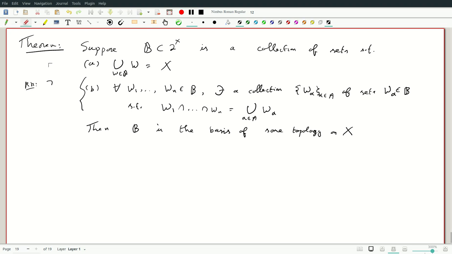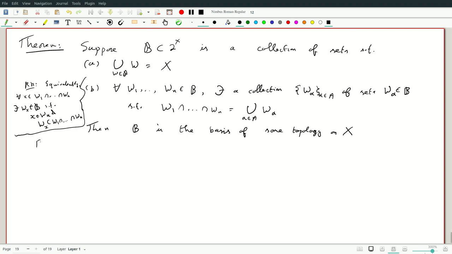Equivalently, given all the other quantification, for all x in W1 intersection Wn, there exists Wx in B such that x belongs to Wx and Wx is contained in the intersection of these. This is the easier to verify condition because it involves less quantification.